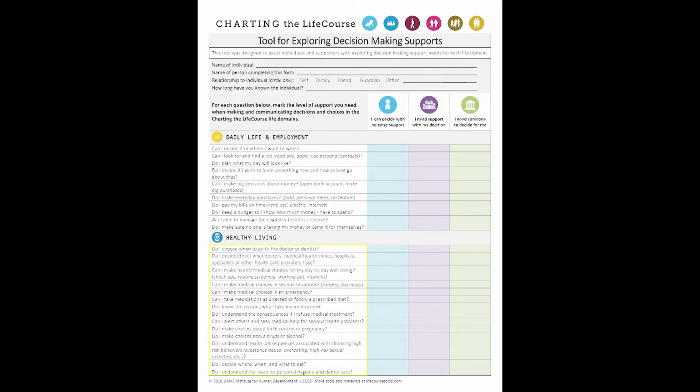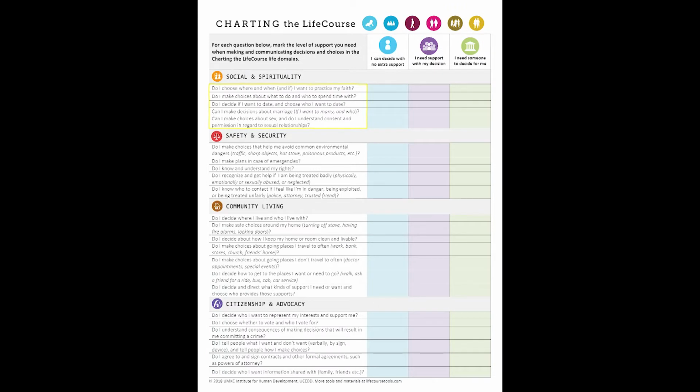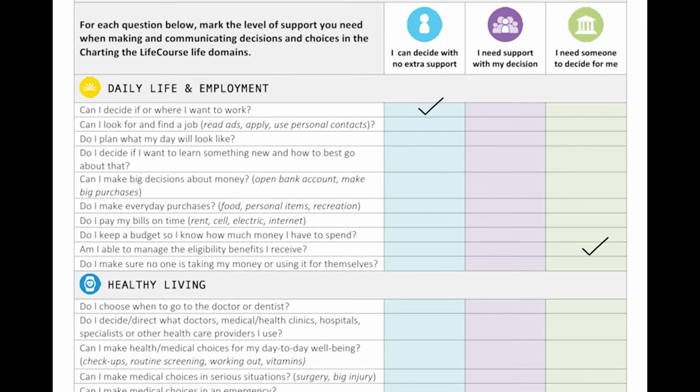Each domain has a number of questions that are reviewed with the individual with a disability to help guide the conversation around decision-making. You, the person with a disability, and the person-centered planning team will select the corresponding level of support required for each relevant question. The questions are designed to spark other questions within each domain that are individualized to the person with a disability.